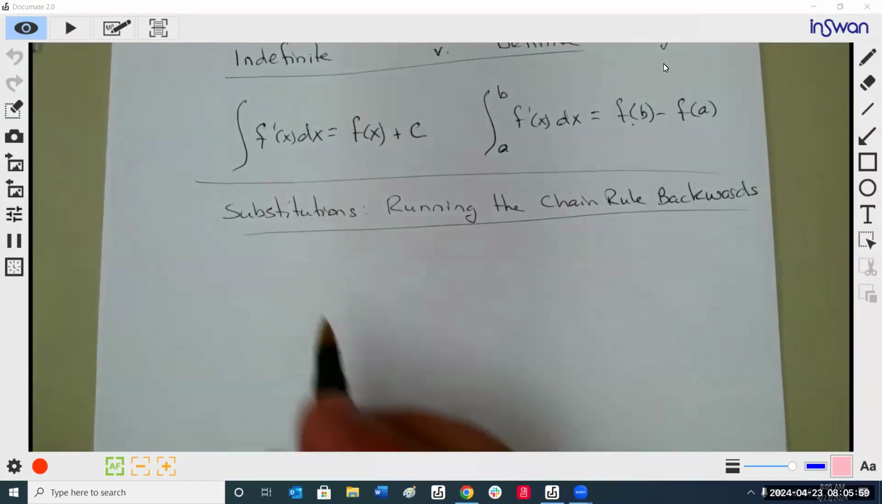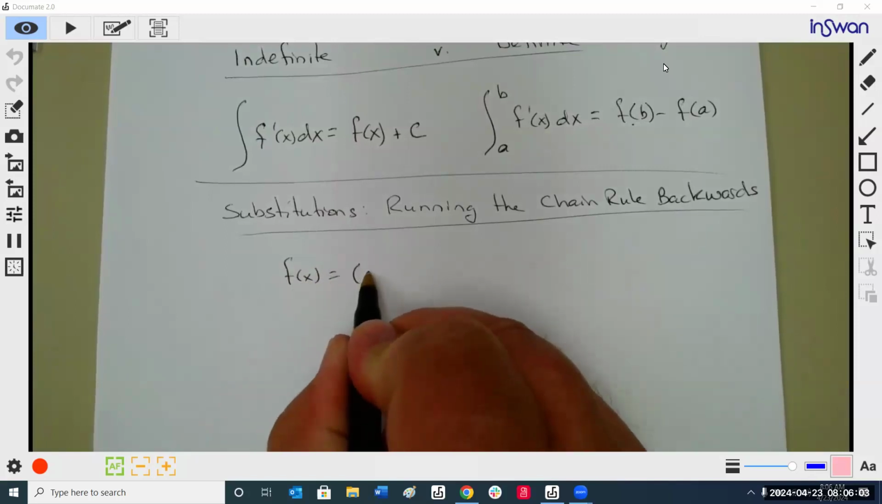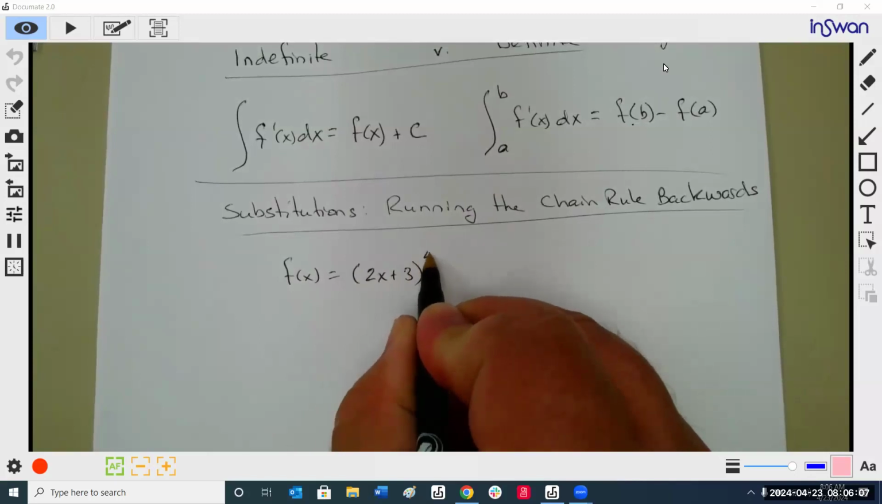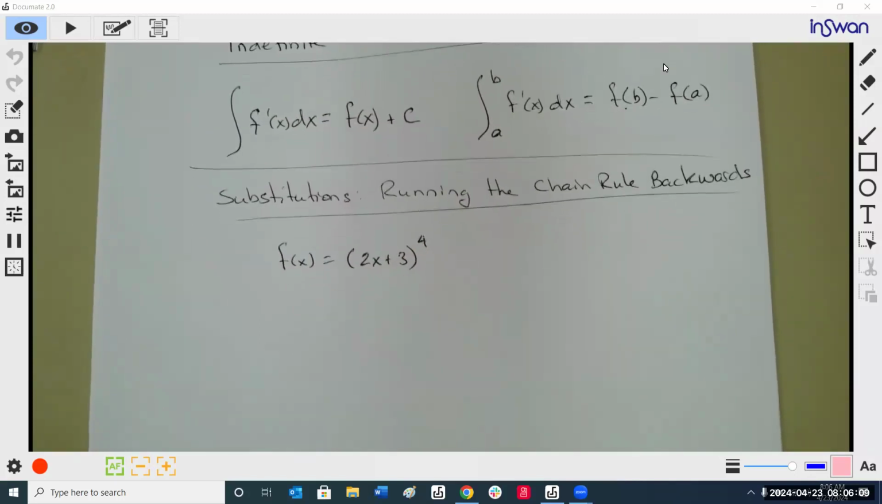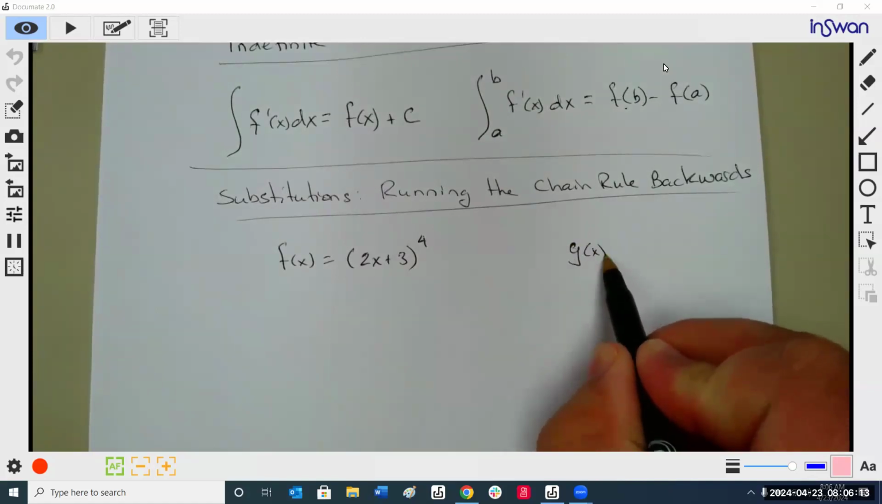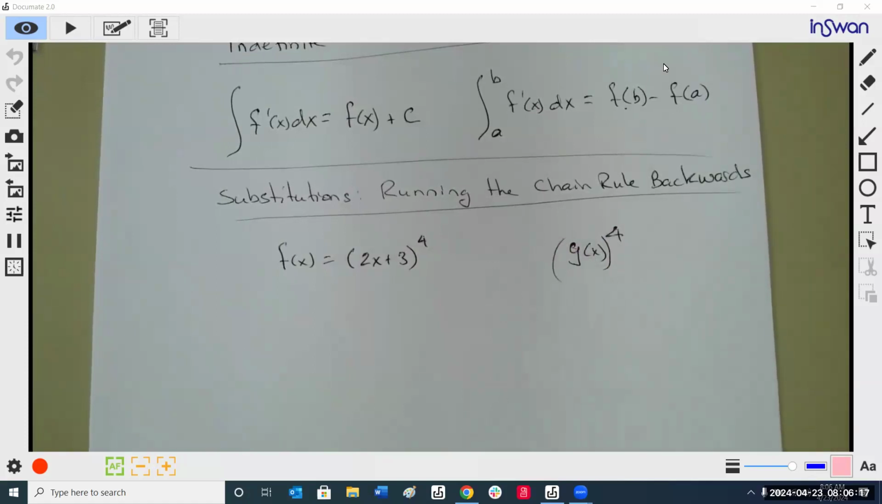Very good. Yes. So if I give you a function that looks like this, 2x plus 3 to the power 4, here we have a function within a function. We have composite functions. Whenever you have a composite function, that means you have to take the derivative of both the inside and the outside.